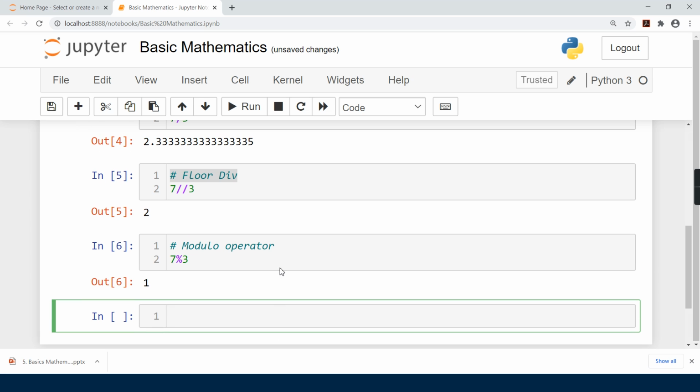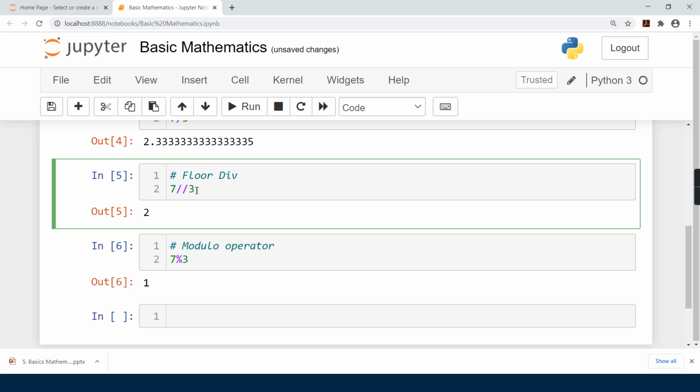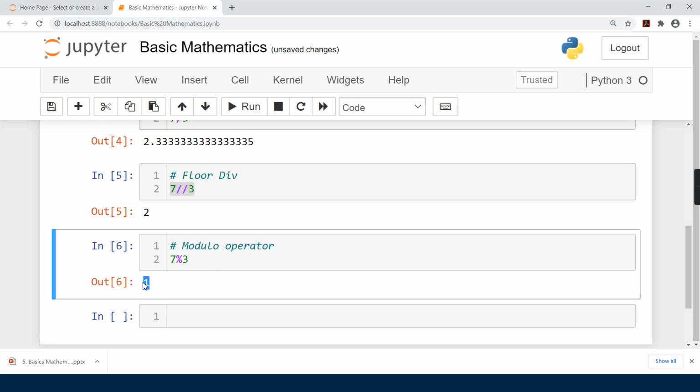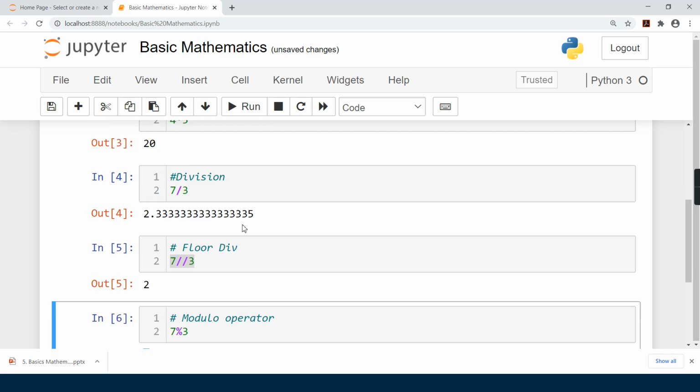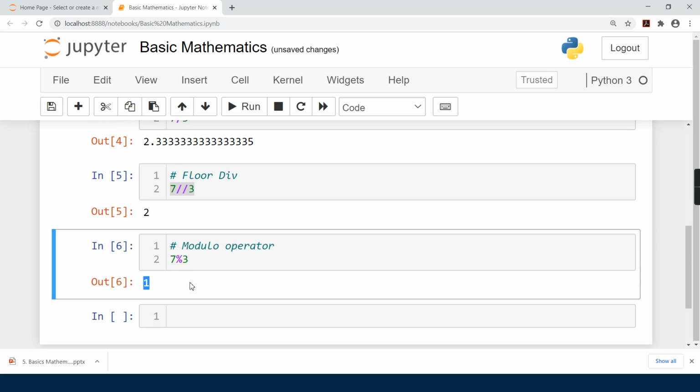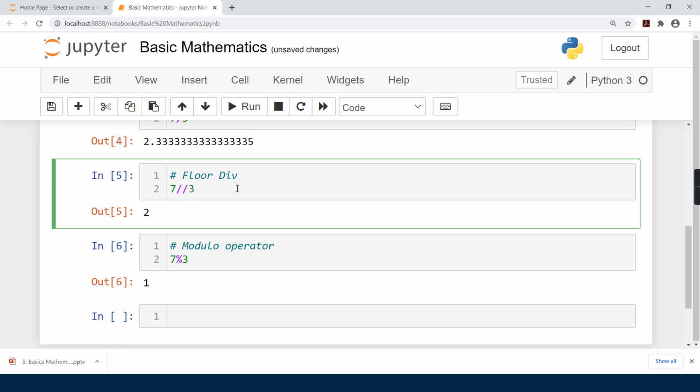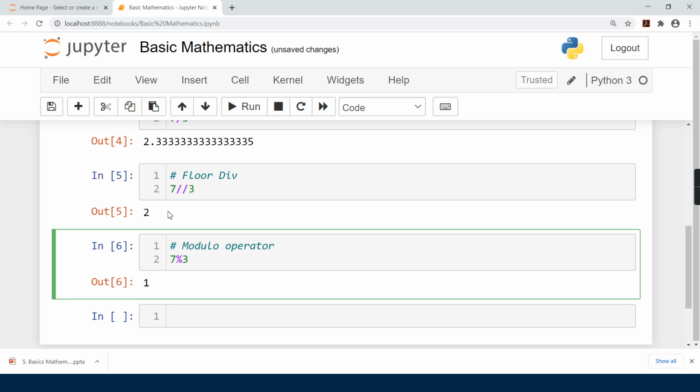When we do that, we get the value as 1, because 3 goes into 7 two times, that is 6, and we have a remainder of 1. So when you put a modulo operator, it's going to give out that particular remainder that is left over. So 1 was the remainder here. That is how we are getting 7 divided by 3, that is 6 plus 1 divided by 3. So 6 plus 1 divided by 3 is nothing but 2 plus 1 third. 1 third is 0.33. That is how we get this value 2.33, and by taking the help of floor division and the modulo operator, you are going to get the respective outputs.